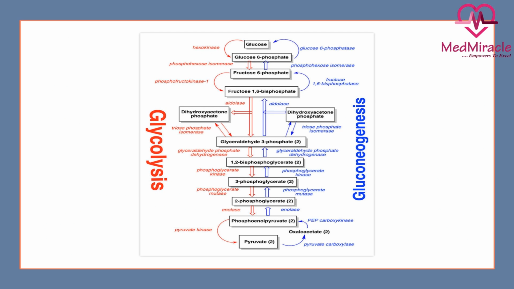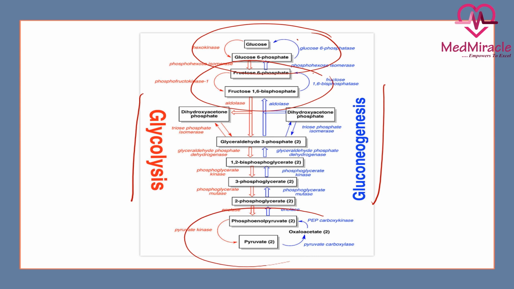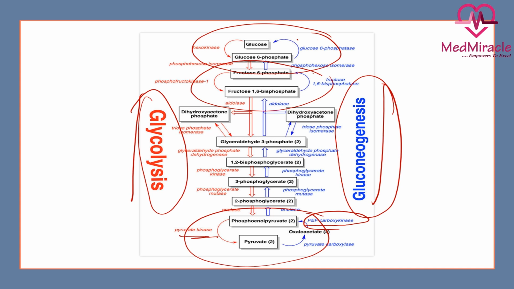This is what I was talking about, glycolysis and gluconeogenesis. These are the irreversible steps. You have to be thorough with these 3 steps. And see, pyruvate kinase is part of glycolysis. Phosphoenolpyruvate carboxykinase is part of gluconeogenesis. So the enzymes involved, these 3 enzymes are part of gluconeogenesis. These 3 enzymes are part of glycolysis. You have to be thorough with it.